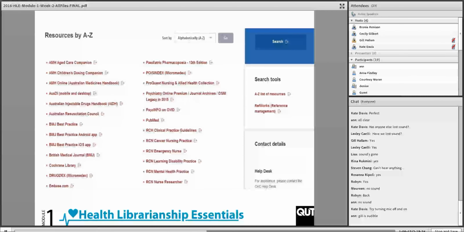Okay. What I'm hoping you can now see is a list of resources in an A to Z sequence. Jill, can you confirm that that's there? Yes. Oh, sorry, you can't see what we can see. Yes, the title is Resources A to Z.